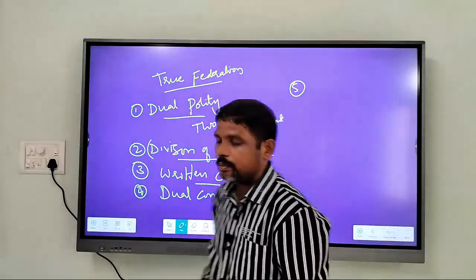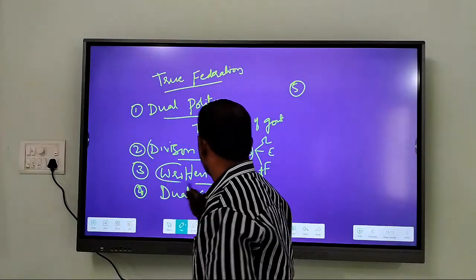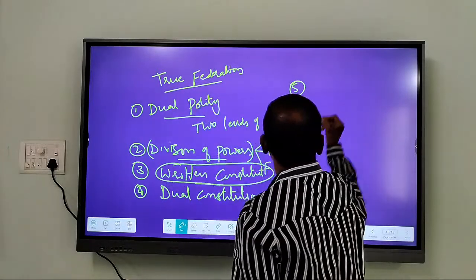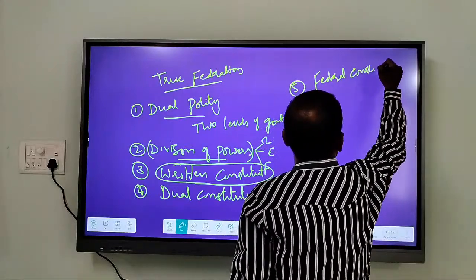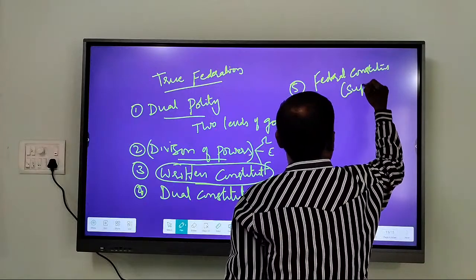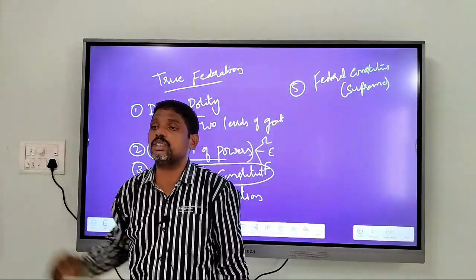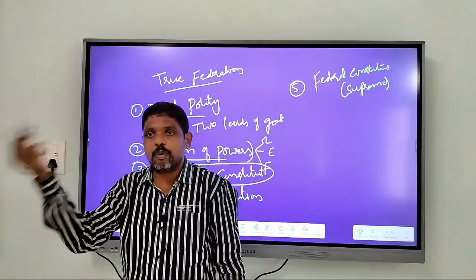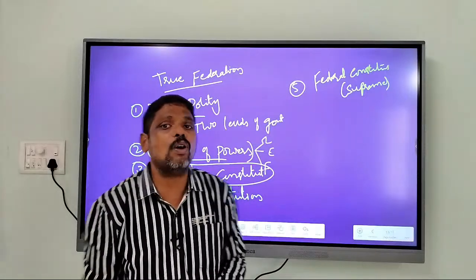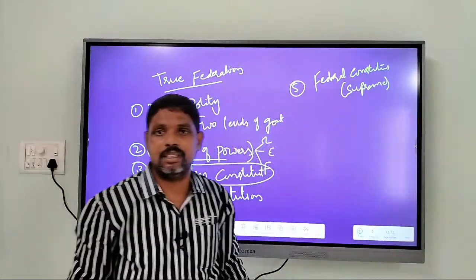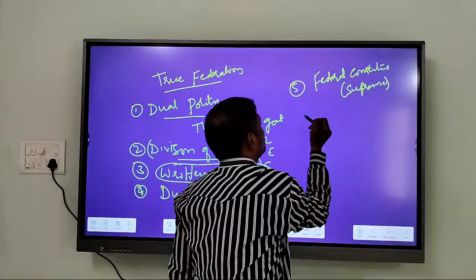Second, supreme constitution in a pure federation. This common constitution, the federal constitution, is supreme. Federal means the common constitution, a constitution that is common to all the political units. So every political unit has its own constitution, and at the same time there is the common constitution, which is called the federal constitution. This federal constitution is supreme.